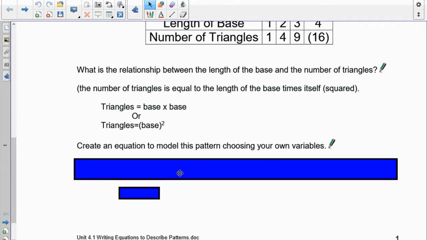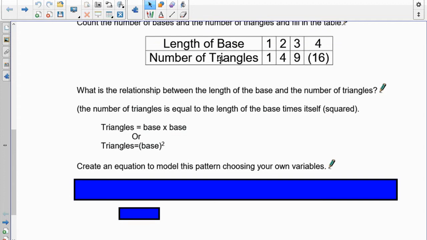So I want you to change this into an equation that can be used to model the table up here. Pause the recording and see if you can create the equation.